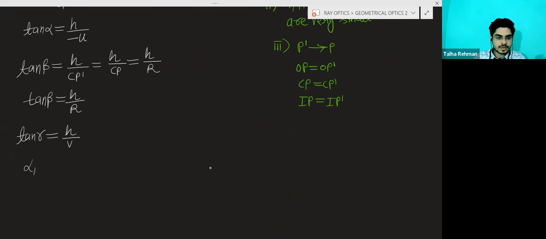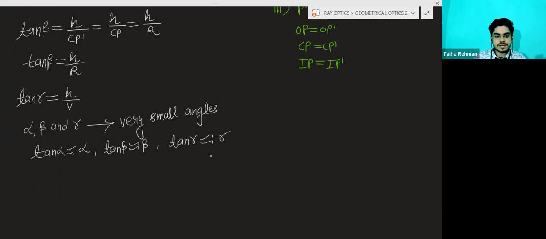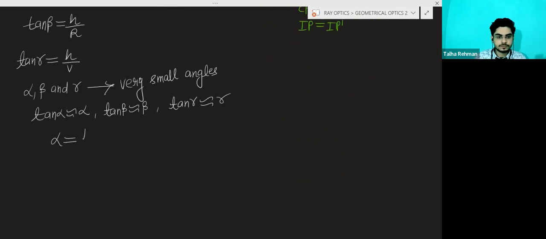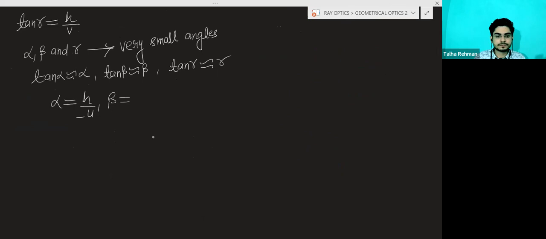But we know that these angles alpha, beta, and gamma are very small angles. If these angles are very small, then tan of alpha can be approximately equal to alpha, tan of beta approximately equal to beta, and tan of gamma approximately equal to gamma. So alpha is equal to h upon minus u. Beta can be written as h by R. Gamma can be written as h by v. You can check.